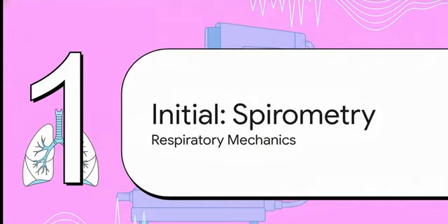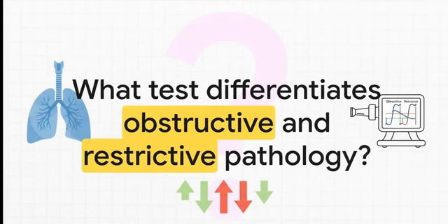Spirometry is the mandatory, non-negotiable first-line test for every single thoracic surgery candidate. It gives us that essential baseline data on the mechanical properties of the patient's respiratory system. To put this into context, let's think about a very common scenario. You have a patient scheduled for a lobectomy. The first and most fundamental question we have to answer is, how do we differentiate between an obstructive and a restrictive pathology? Well, the key to that initial stratification is a correct interpretation of their spirometry.